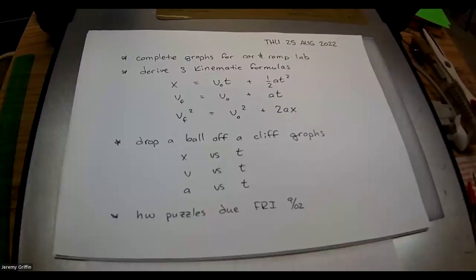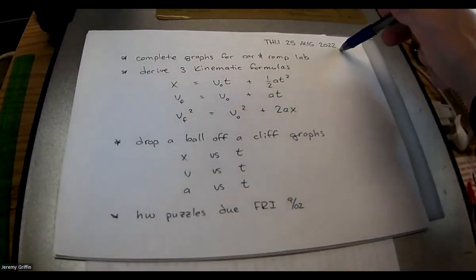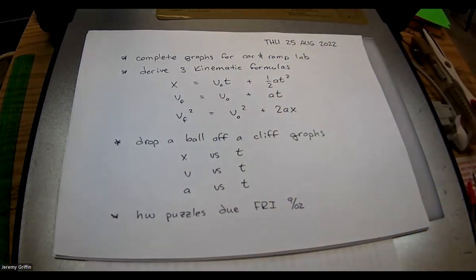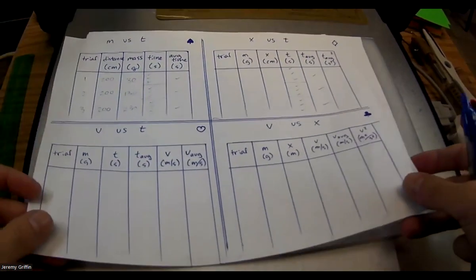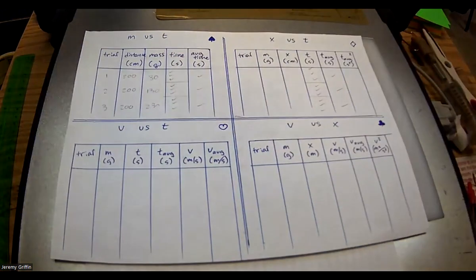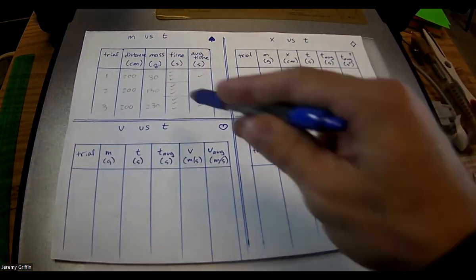Recording is rolling. It's Thursday, August 25th. Yesterday, you guys were rolling Hot Wheels cars down an incline and you were getting lots of data. Now, there were different sets of data you're getting based on the group that you were in. So you could have been in any of these four groups.